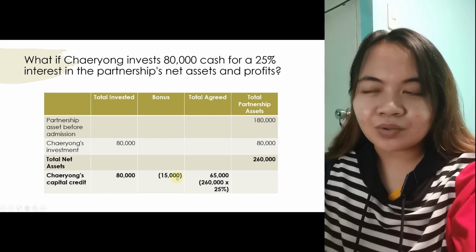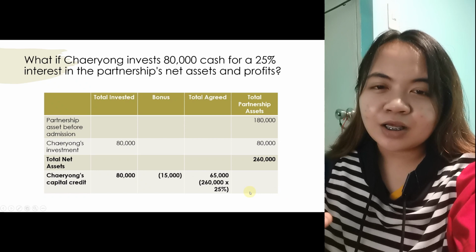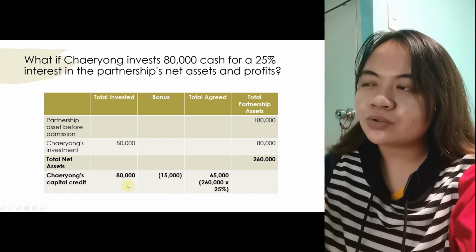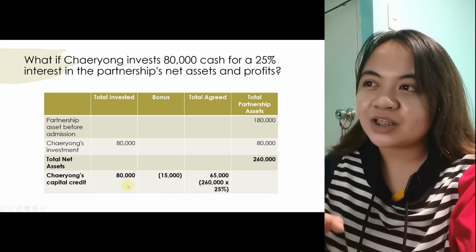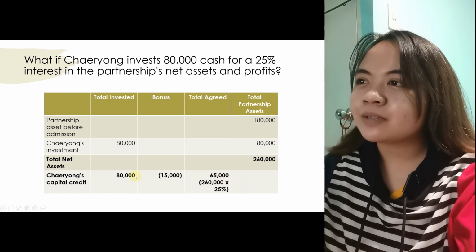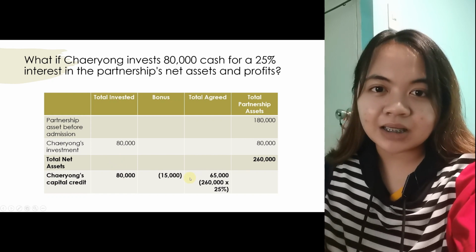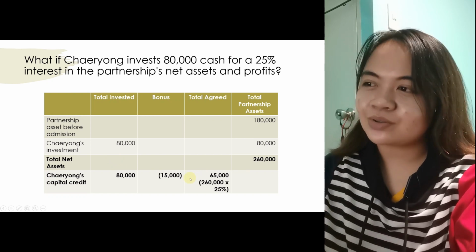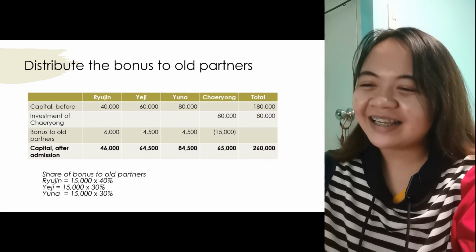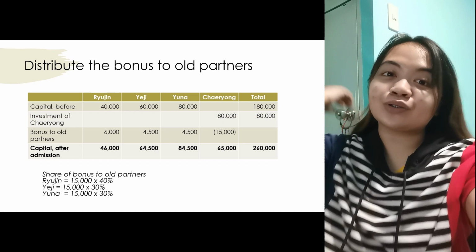15,000. Kaninong bonus ito? Tingnan ninyo. Bawas yung investment niya. Hindi sakto, yung 80,000 din yung na-credit sa kanyang capital. Pag ganun, mas malaki yung total invested kesa sa agreed, this is actually bonus sa existing partners. So, maghahati-hati na naman tayo. So, distribute the bonus to old partners.